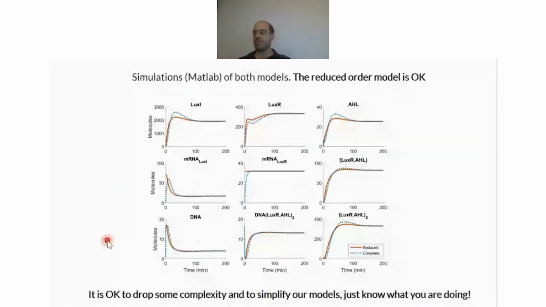And here, just to show you, a comparison between those two models for some set of parameters. The red line is the reduced model, and the dotted blue line is the complete one. As you can see, there are some differences in the dynamics, but when they reach the steady state, the two models, the complete and the reduced, go to the same value. So the bottom line is that it's okay to drop some complexity and simplify our models to have models that are easier to handle, but we just need to know what we are doing, okay?